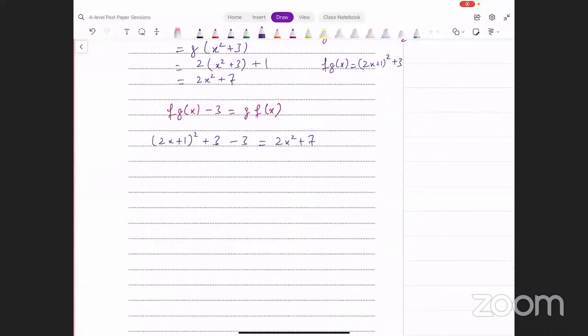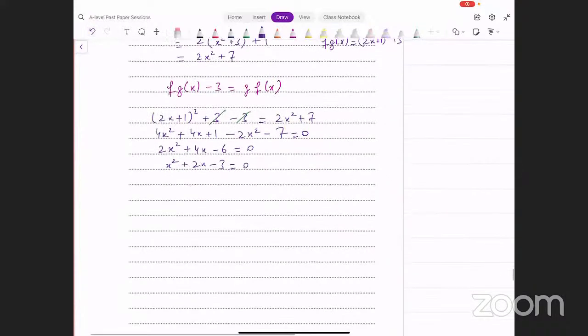Let's expand this. When we expand, what do we get? 4x square plus, the 3 and minus 3 cancel. 4x square plus 4x plus 1, and then minus 2x square minus 7 from the other side, and that gives us 2x square plus 4x minus 6 equals 0, and that's x square plus 2x minus 3 equals 0. Now we need to solve this quadratic equation. Can we factorize this? We can use the factors of 3, which are 3 and 1. x square plus 3x minus x minus 3 equals 0. We get two factors, (x plus 3) into (x minus 1). x equals minus 3 or x equals 1.